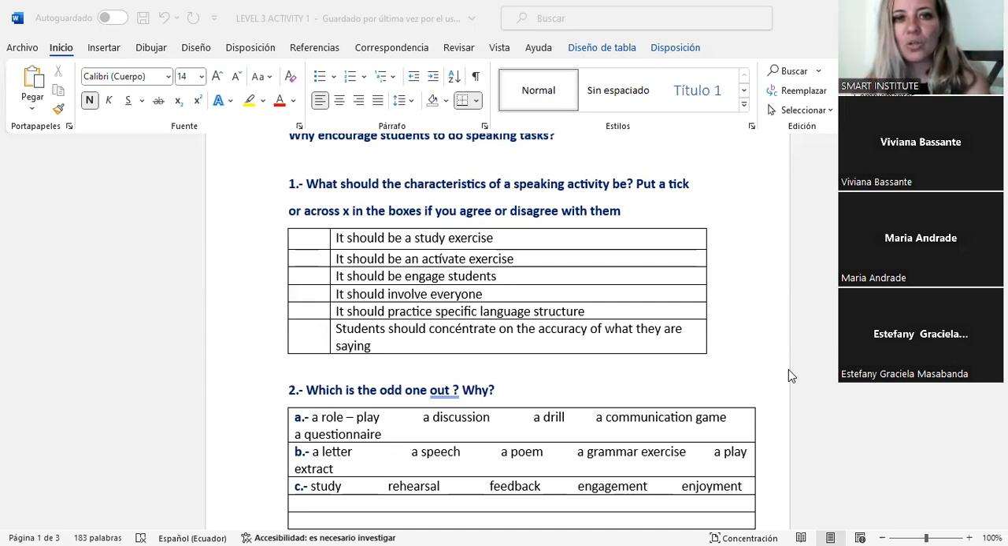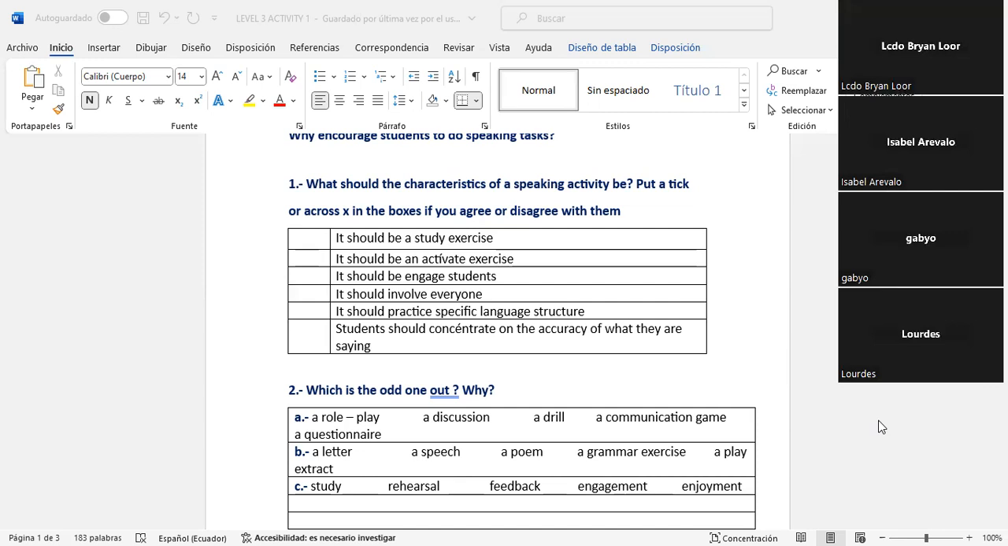A student should concentrate on the accuracy of what they are saying. Did you put a cross or a check? Lourdes? No, I put a cross. That's right. A student should concentrate on the accuracy, no. It's something about fluency, right? Don't check the grammar when they are speaking.